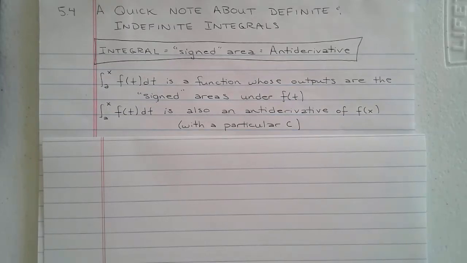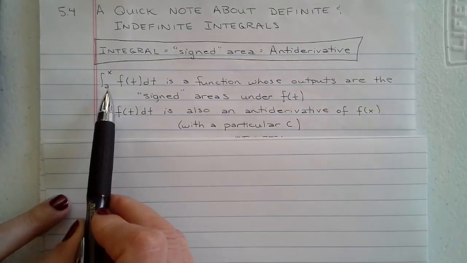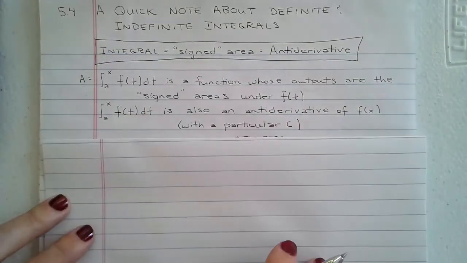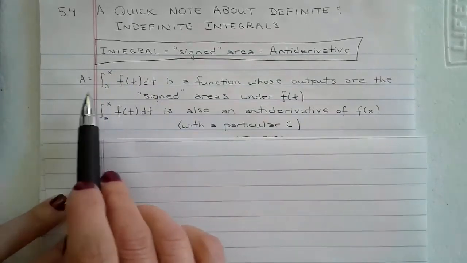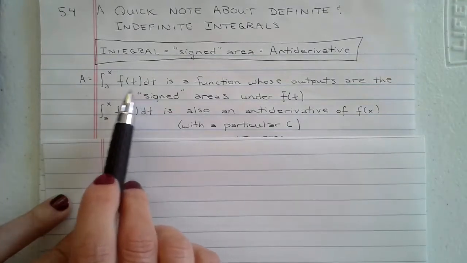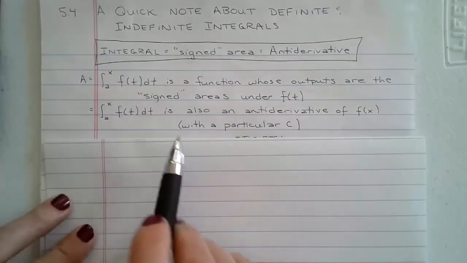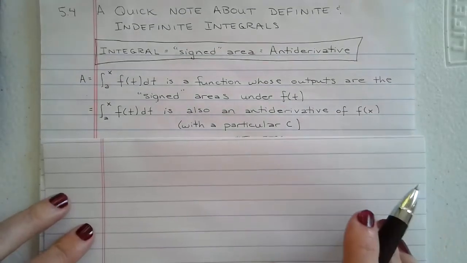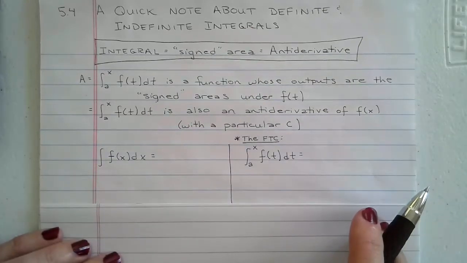And in the last couple of videos, we looked at some area functions that were defined by integrals. I could put an A out here, or a big F, whatever we want to use. But this integral value function, A, is a function whose outputs are the signed areas under f, right? The signed areas under another graph. And then we can also say that this function is also an antiderivative of f with a particular C. So we're going to go ahead and look at clarifying a bit about what that might mean.